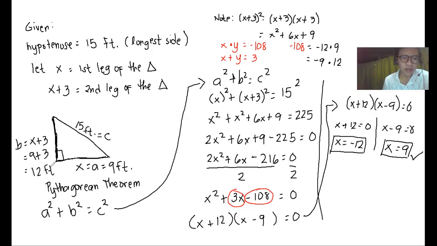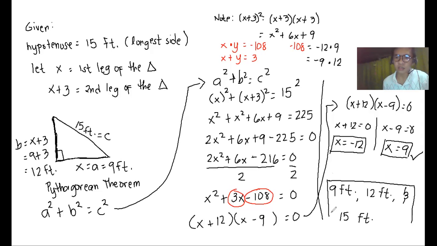So for our final answer, the dimensions of the right triangle are 9 feet, 12 feet, and the given hypotenuse, 15 feet. So this is our final answer. All right? Okay.